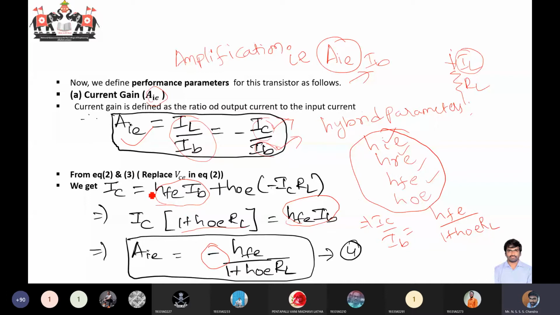Now you are seeing that I have got the current amplification as a function of your hybrid parameters. These parameters are defined for a given transistor, so you can get these values from a manufacturer's data sheet.